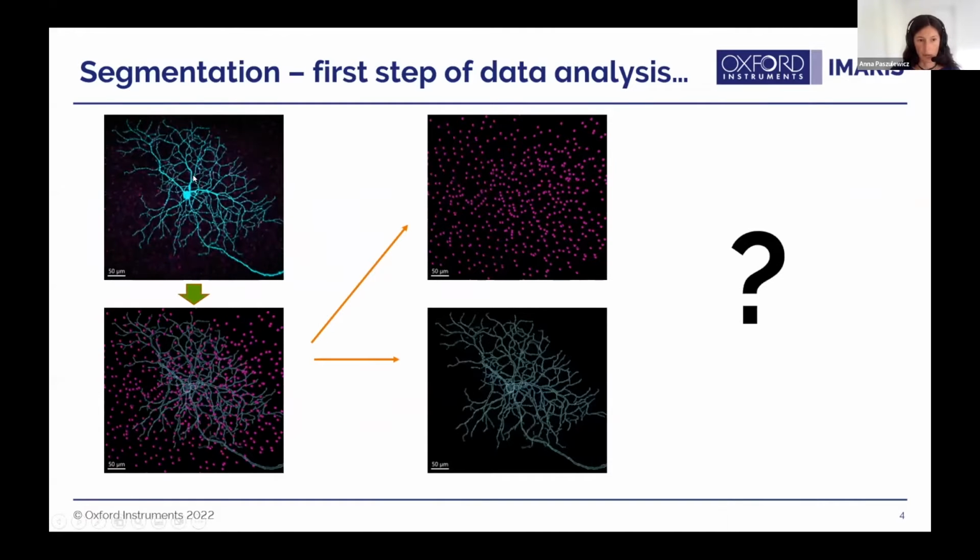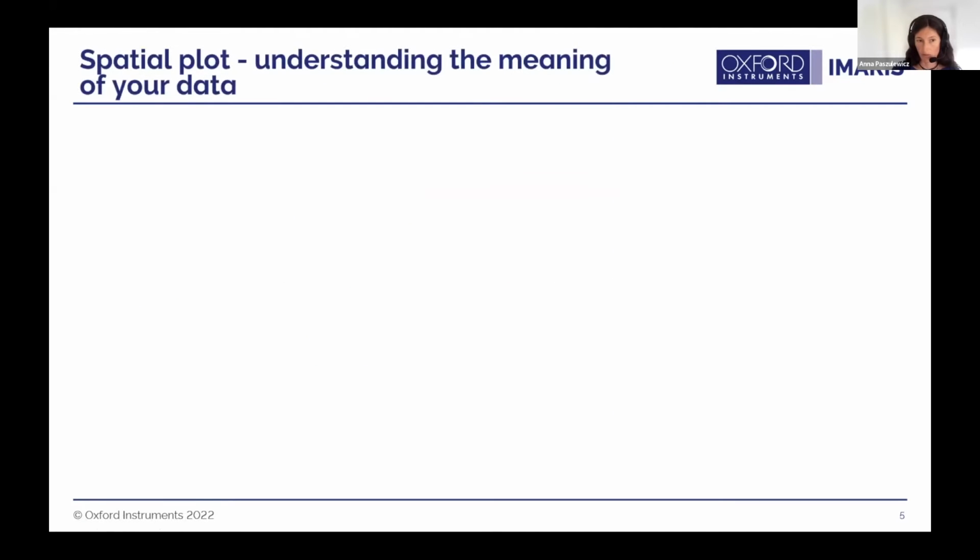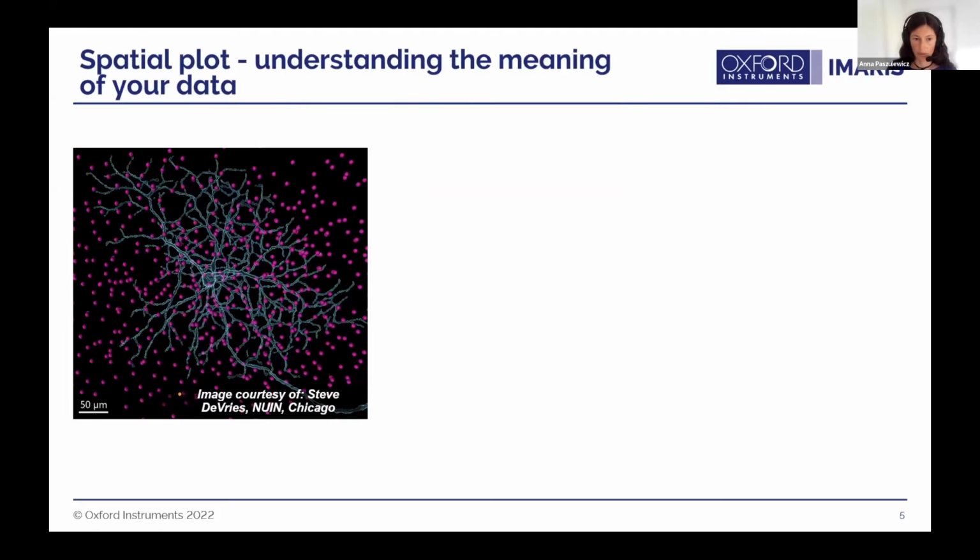So you can see now the raw data on the top, the two detected objects in the bottom. And once you split the objects, you can see there's basically no clue. So the data itself by visual inspection doesn't give you any clue if these two objects are related to one another. So the real question is, what is the truth? Are the amacrine cells located more preferably near the retinal ganglion cell? Imaris gives you the possibility to answer this question very easily using the spatial plot.